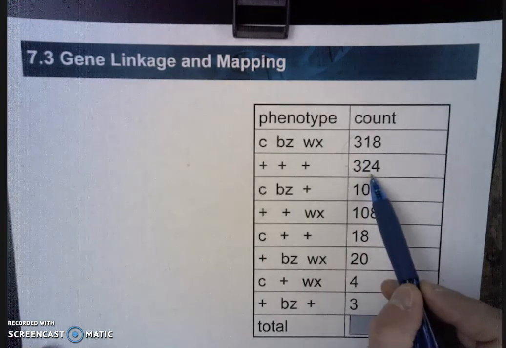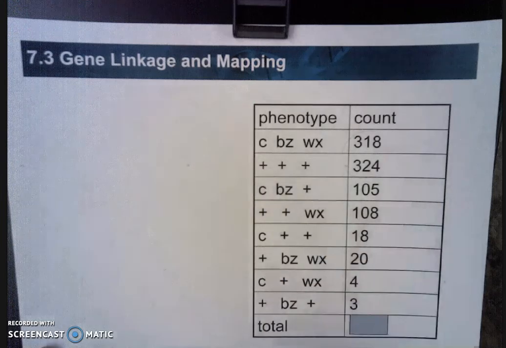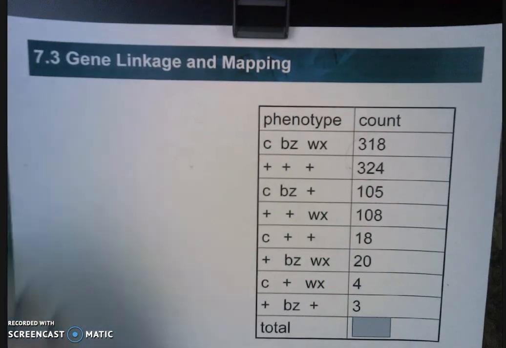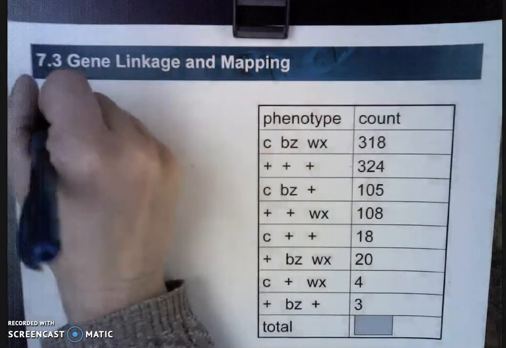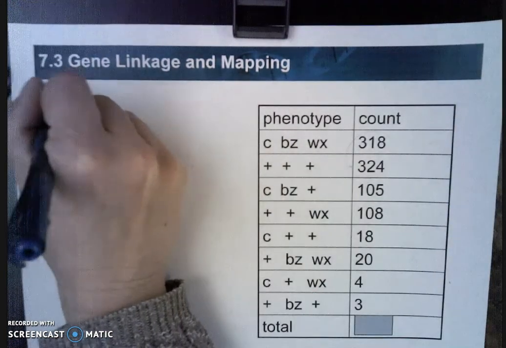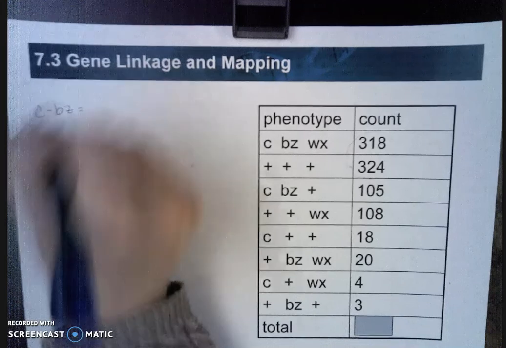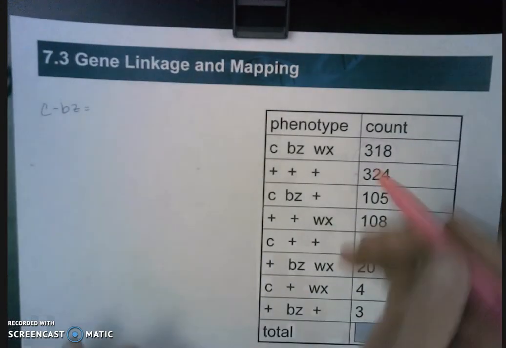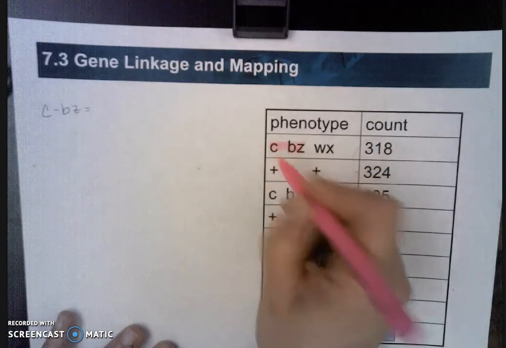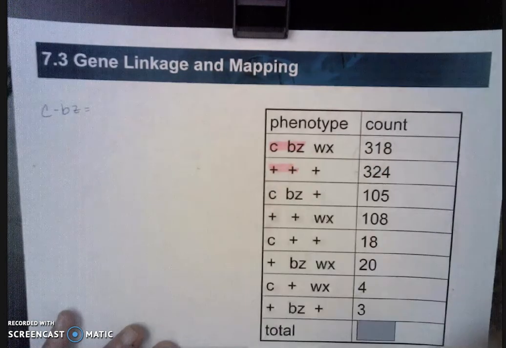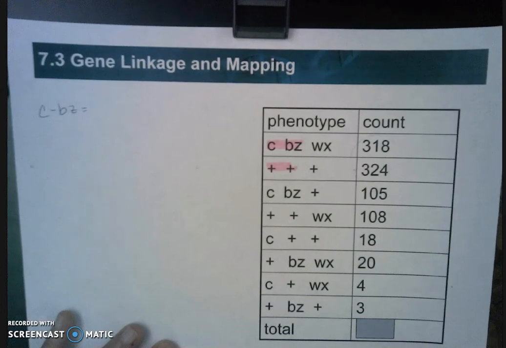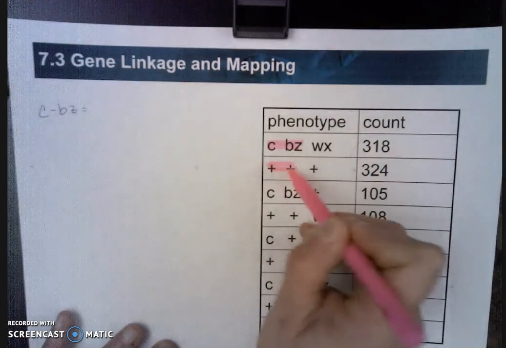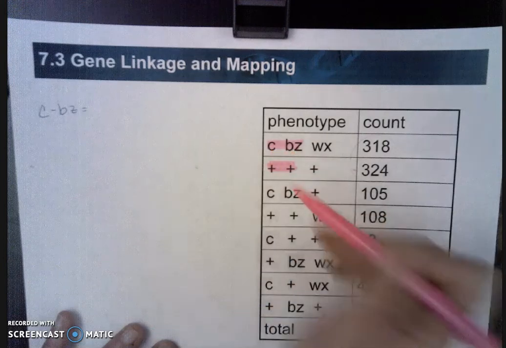So here we are with the homozygous. I'm going to start comparing two genes to each other. So I'm going to look at the C and the BZ gene. Okay, and so I need to know what normal is. In this case, my normal is a C and a BZ for my parent, or they were plus plus. So when I go through, I'm going to look for individuals that do not fit this pattern of a CBZ or a plus plus.